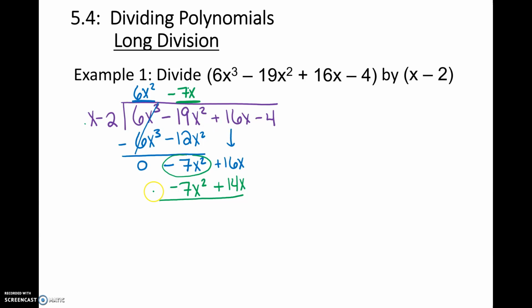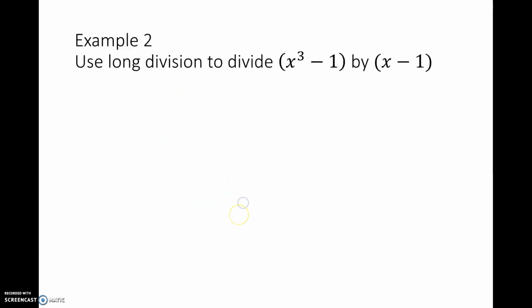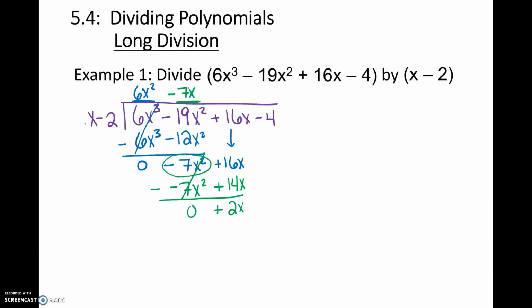I need to subtract. Negative 7x squared minus a negative 7x squared. Those cancel each other out. That zeroes out the column. 16x minus 14x is positive 2x. Bring the negative 4 down. And now we are ready for another cycle.